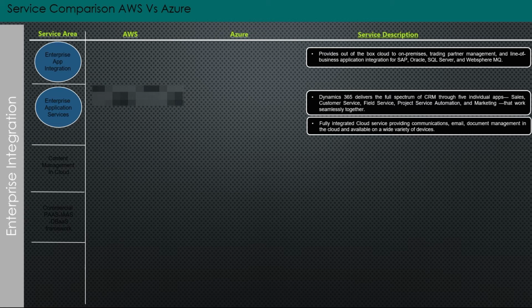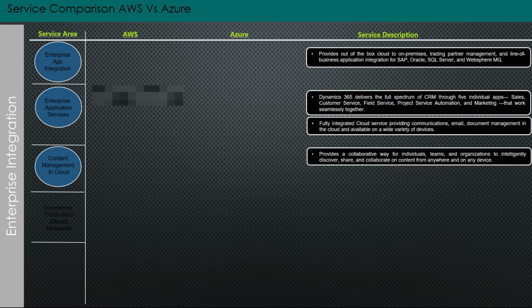Fully integrated cloud service providing communications, email, document management in the cloud and available on a wide variety of devices. Content management in cloud. Service description: provides a collaborative way for individuals, teams, and organizations to intelligently discover, share, and collaborate on content from anywhere and on any device.